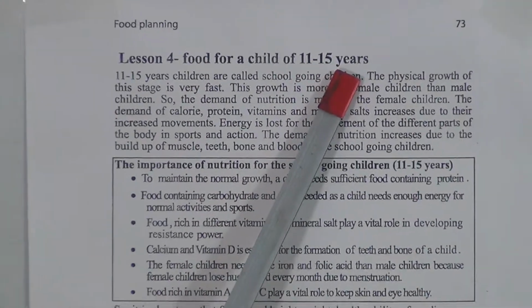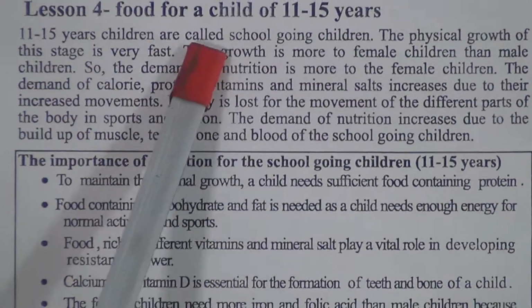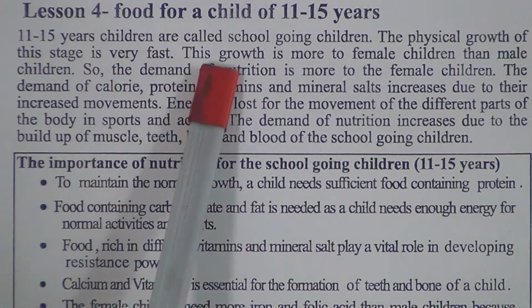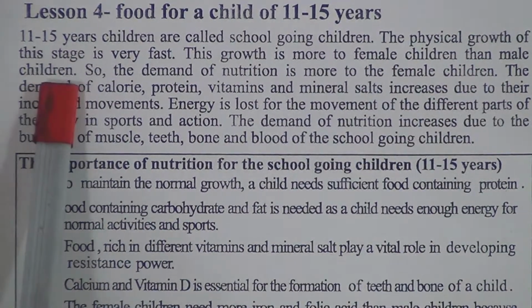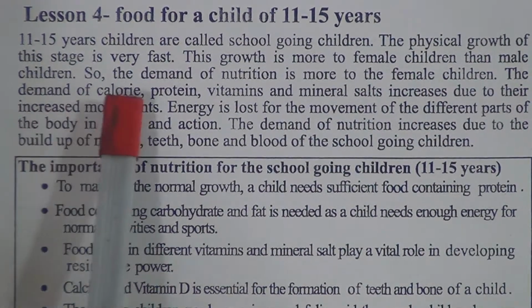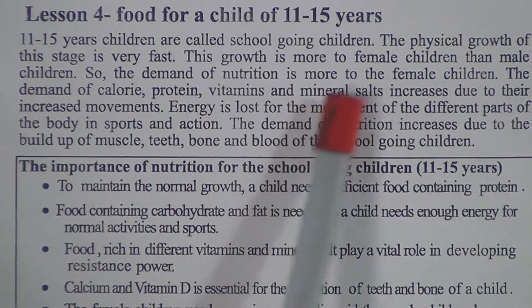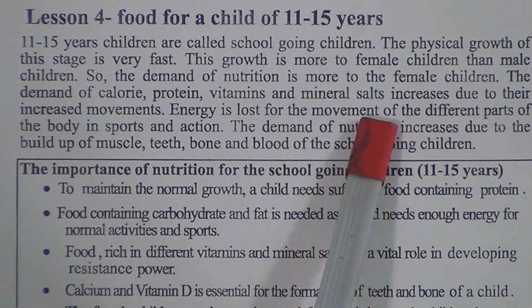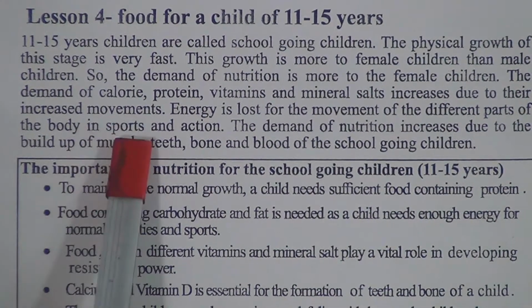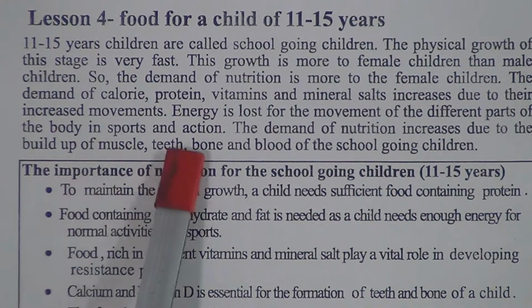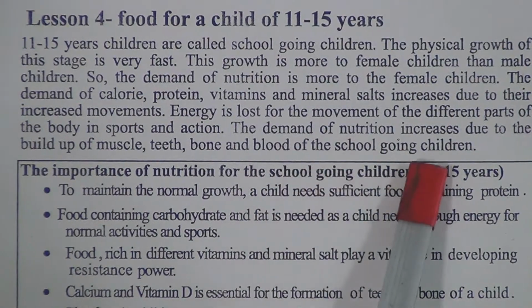Lesson 4, food for a child of 11 to 15 years. Children of 11 to 15 years are called school-going children. The physical growth of this stage is very fast. This growth is more in female children than male children, so the demand of nutrition is more for female children. The demand of calorie, protein, vitamins, and mineral salts increases due to their increased movements. Energy is lost for the movement of the different parts of the body in sports and action. The demand of nutrition increases due to the build-up of muscle, teeth, bone, and blood of school-going children.